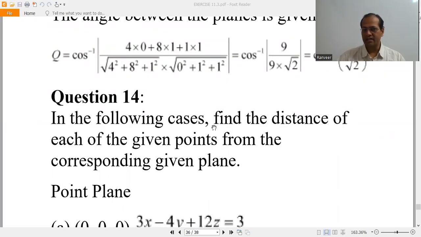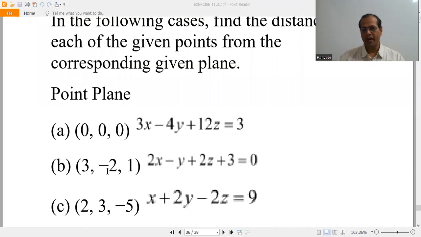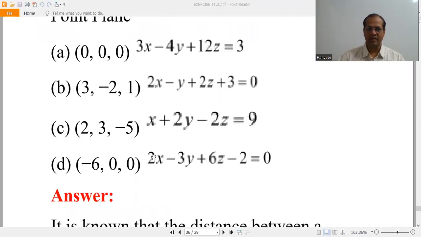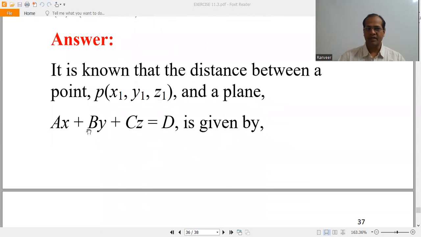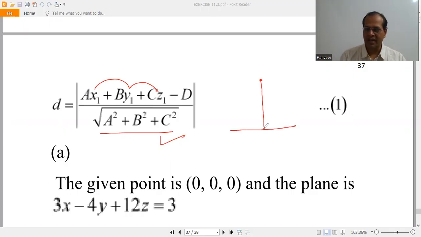Now, in the following cases, find the distance of each of the given points from the corresponding given plane. When the point is given and the plane is given, ax plus by plus cz plus d equal to 0, and the point is given, we know the distance is nothing but the modulus of ax1 plus by1 plus cz1 plus d, where we just have to substitute in place of x, y, z, and divide by the root of a square plus b square plus c square. That means this is the point and this is the plane. This is the same as the equation of a straight line we know.